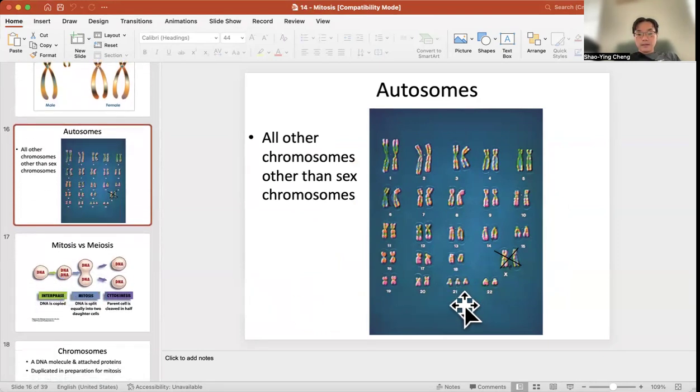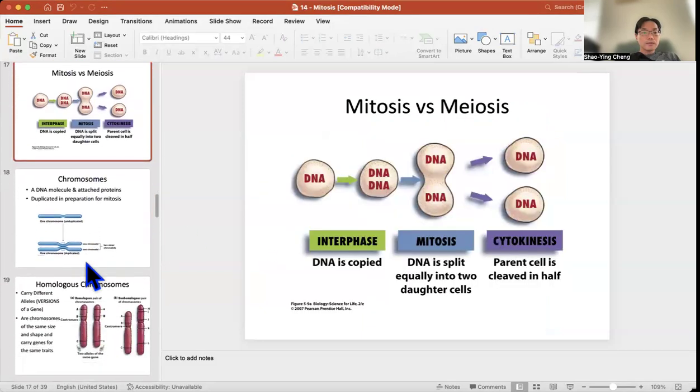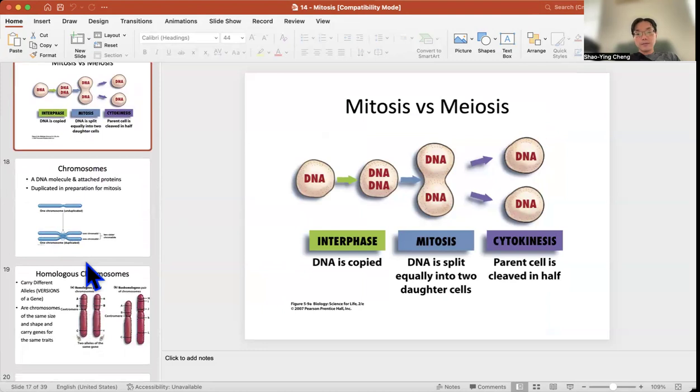And you find these ones actually have an extra pair of 21 chromosomes. This is Down syndrome. So autosomes are supposed to be the first 22 pairs. Each one will have two. That's the autosome. Okay, so mitosis versus meiosis.